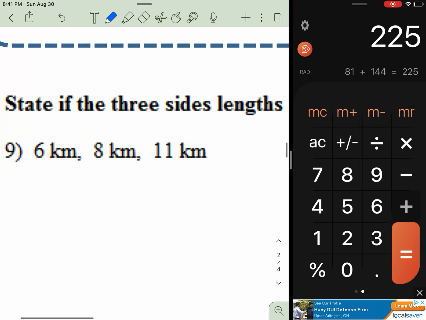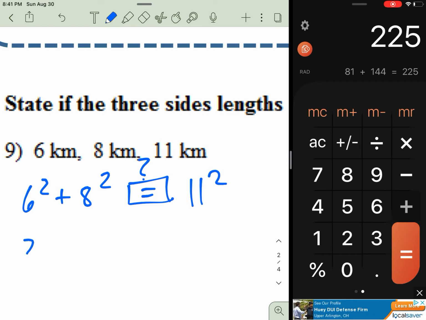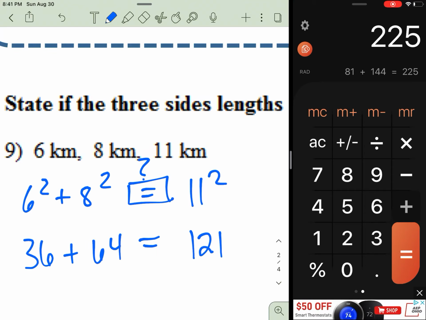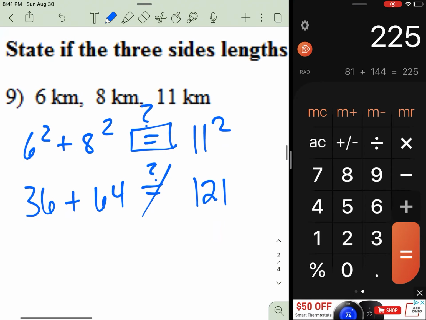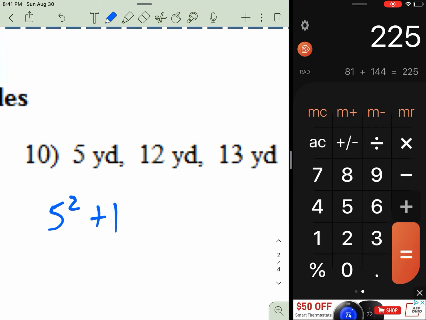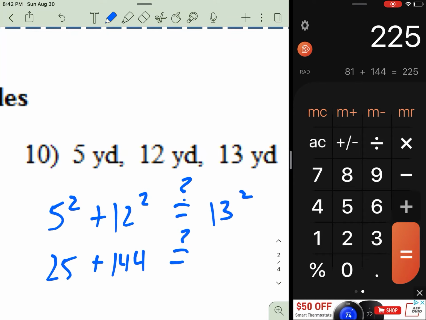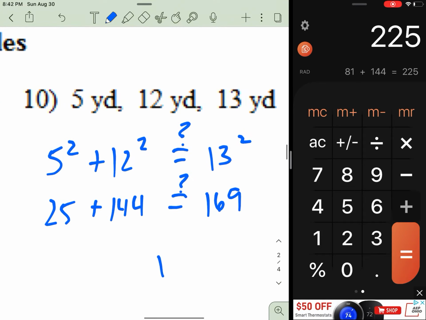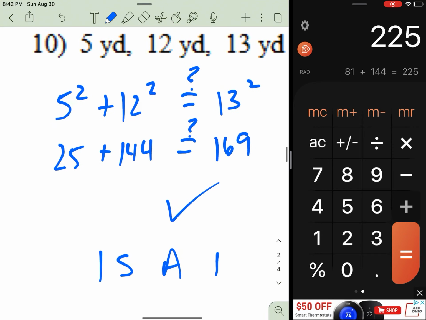Well, the easiest way to do it is just check with the Pythagorean theorem. So does this work? Are they equal? Okay, 36 plus 64, does it equal 121? No, it doesn't. So this is not a Pythagorean triple. Okay. How about 5, 12, 13? So 5 squared plus 12 squared equal to 13 squared? 25 plus 144, is it equal to 169? Sure is. So this is a Pythagorean triple.